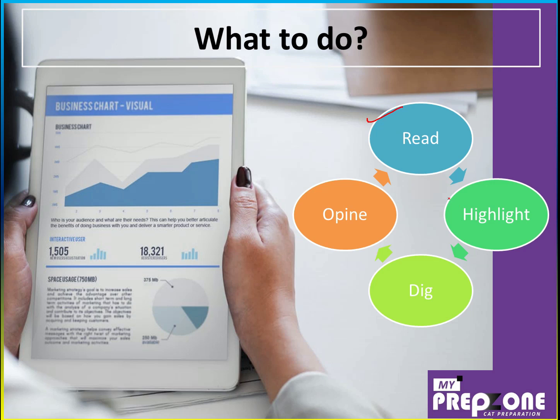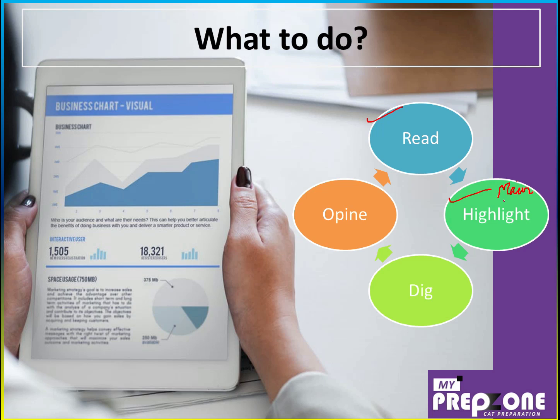These four things are, read. Reading is very important. Unless you read, how will you analyze it? Highlight. What are the main points? You have to highlight the main points. Maybe there is an acronym, an abbreviation, some data point over there. It could be somebody's opinion.